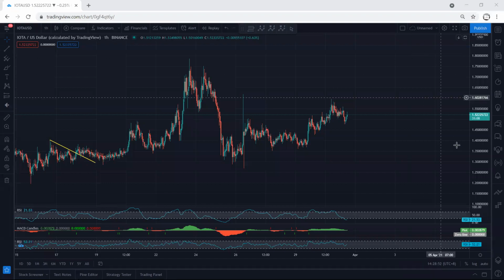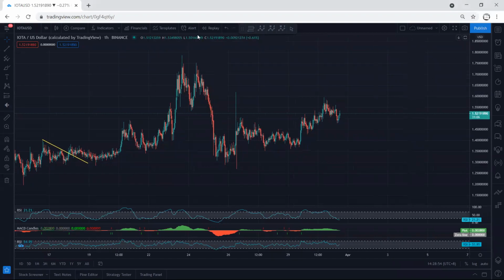We start with the 1 hour chart. If we refer to our analysis, since the price was here, we mentioned we're looking for the reversal, and this is what we get. But there was no update for the trade setup, so let's see what we have.